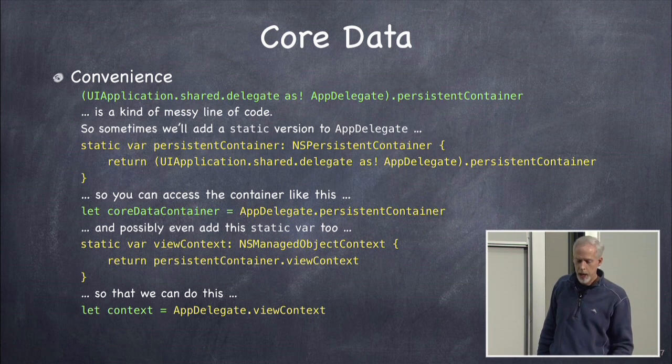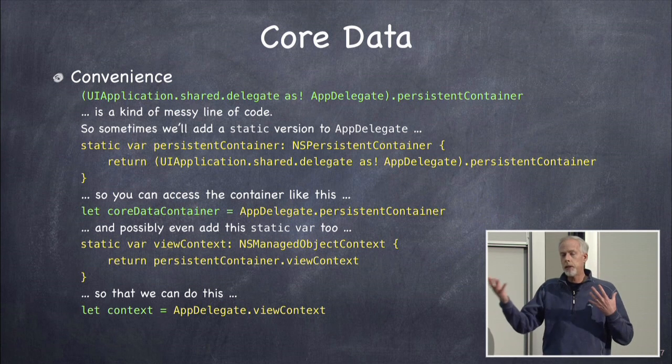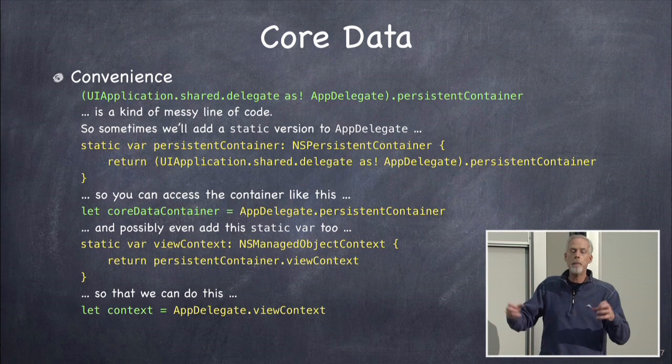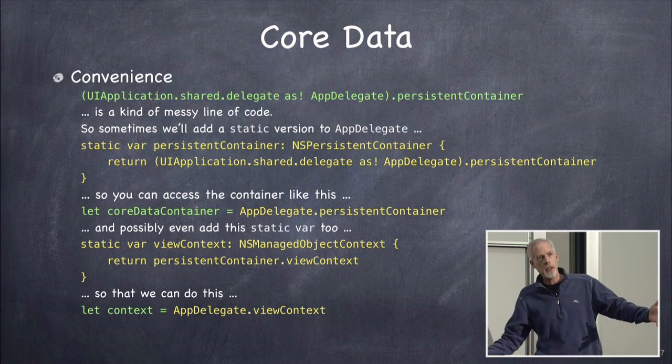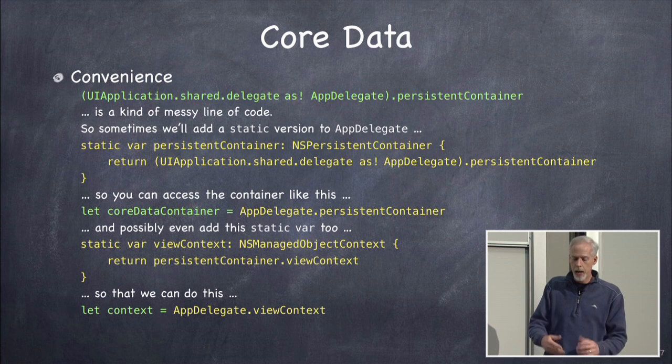And you're welcome to create these static vars in your app delegate if you want to make your code a little cleaner. Now, this viewContext and the persistent coordinator are shared. There's one of them that represents your entire database. So it's perfectly fine to create a single static that does this.